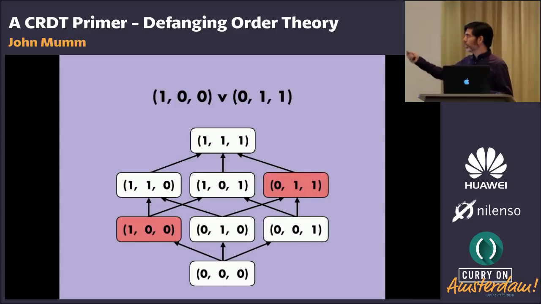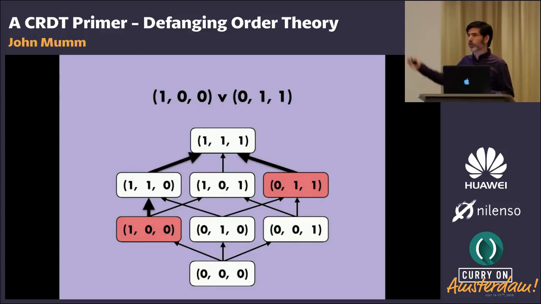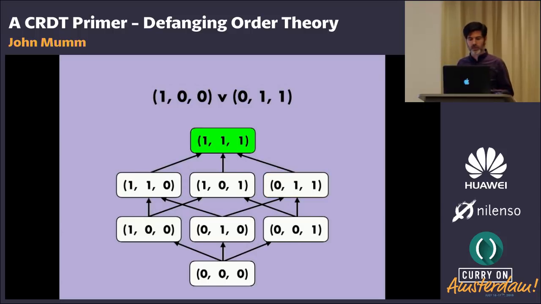But what happens if we take these two elements that are incomparable? Neither is less than or equal to the other, so the least upper bound on both can't be either of them. So what we're actually going to have to do is follow paths upwards until we find the smallest thing in our diagram here that's greater than both of them, or more strictly speaking, that they're less than or equal to. And that turns out to be 111 in this case.